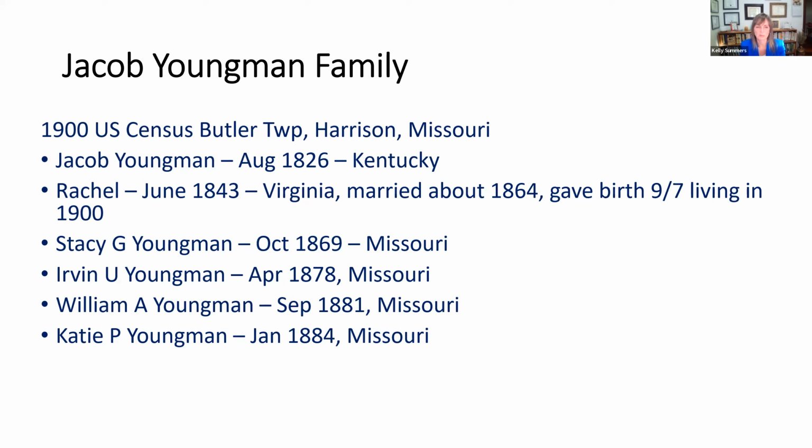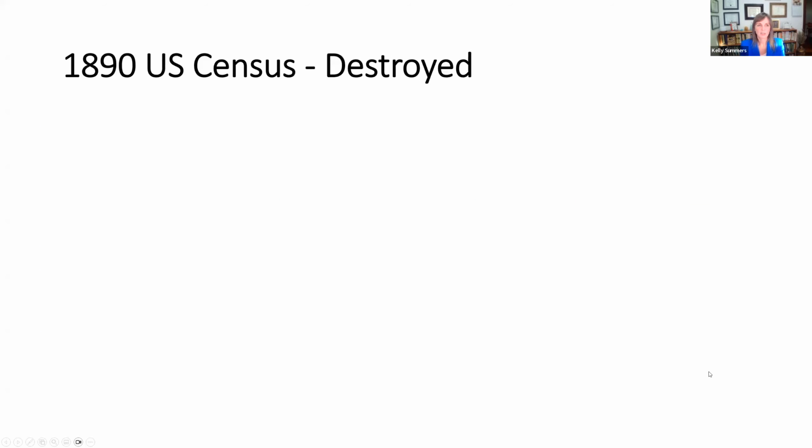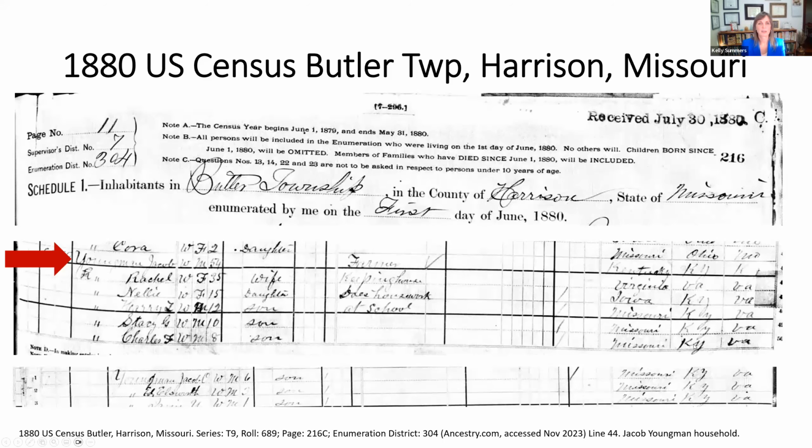And I've color-coded it blue because I want you to see what we learned from each new document. So they said they had been married, I think it was about 36 years. So that means that they were married about 1864. We are looking for 9 children. 7 are alive in 1900, and we have birth months and birth years for these children. Okay, 1890, the census was destroyed. So we're going to go to the year before that, which is actually 20 years from 1900.